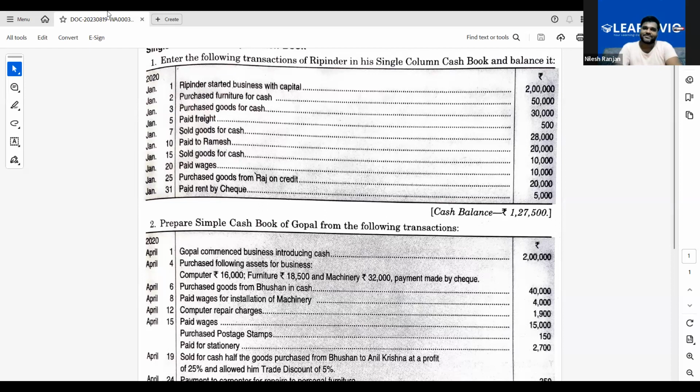And then what is it? 31st January by balance. First, the full amount on the debit side is 2,38,000. Then the balance carried out on the credit side is 1,27,500. That is correct. So it is very simple. There is no problem, no doubt in the single column cash book.